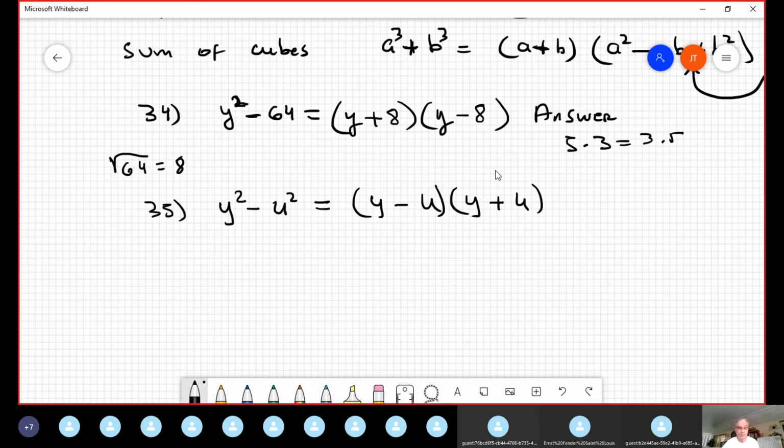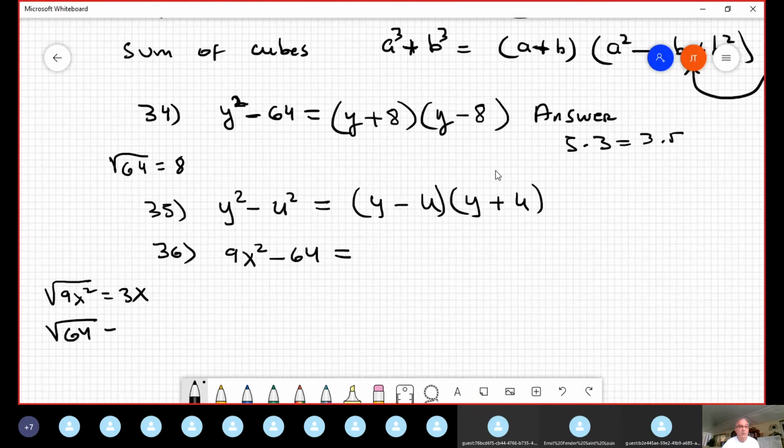36 is 9x squared minus 64. Again, it's a difference of squares. But be careful, because the square root of 9x squared is 3x, and the square root of 64 again is 8. So you open two parentheses. I put 3x, which came from the square root of this term, and 8, which was the square root of 64. Plus or minus. Final answer.